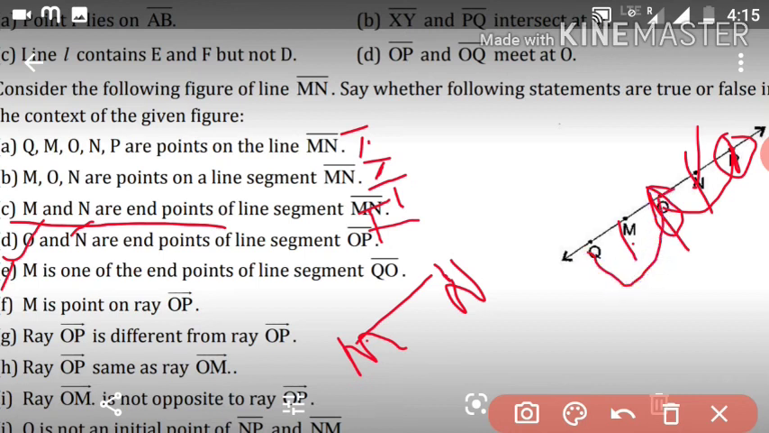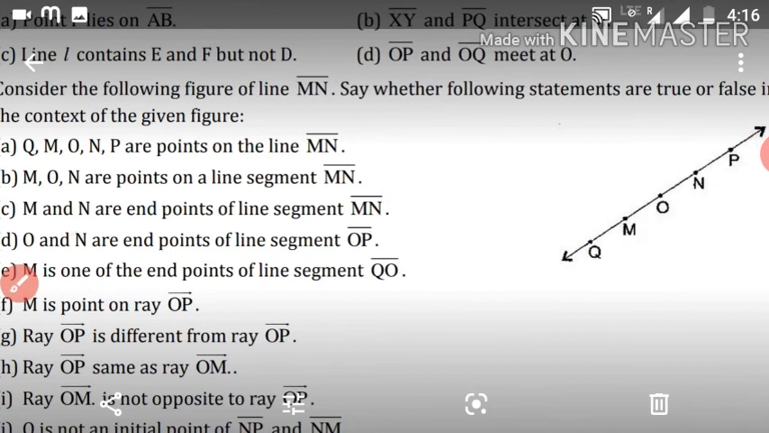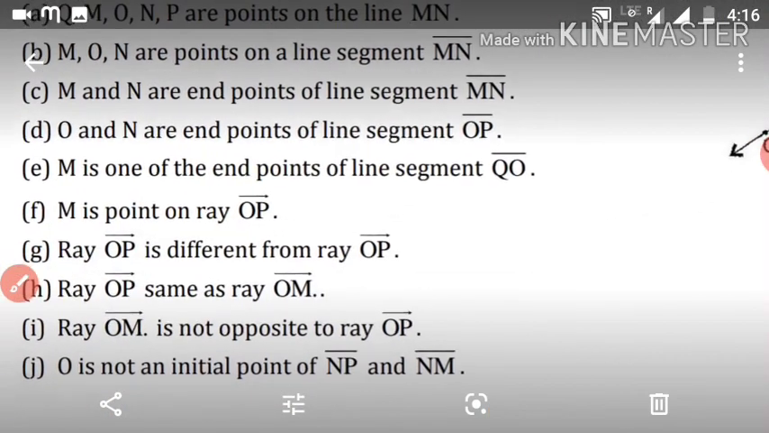Now E: M is one of the end points of line segment QO. Now this is Q and this is O. M is one of the end points? For Q and O, M is not the end point, isn't it? M is in the middle. So this will be false. E is also false. A is true, B also true, C also true, D is false, and E is also false.